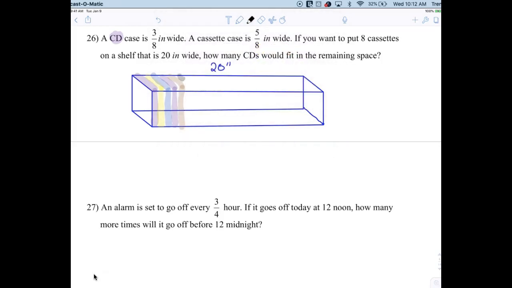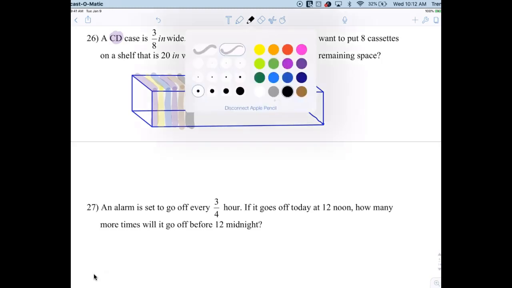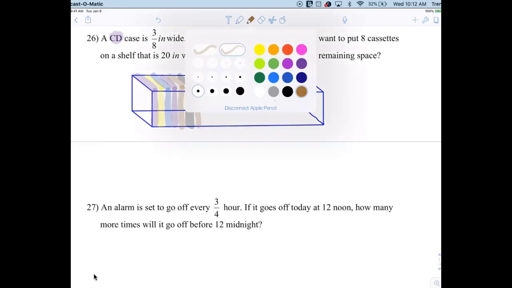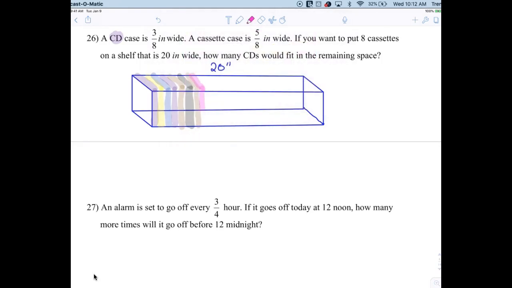So now I have drawn 8 cassette tapes, and I've stacked them right next to each other up against the wall. Now I'm not expecting you to draw that, but I'm saying that's a visual.